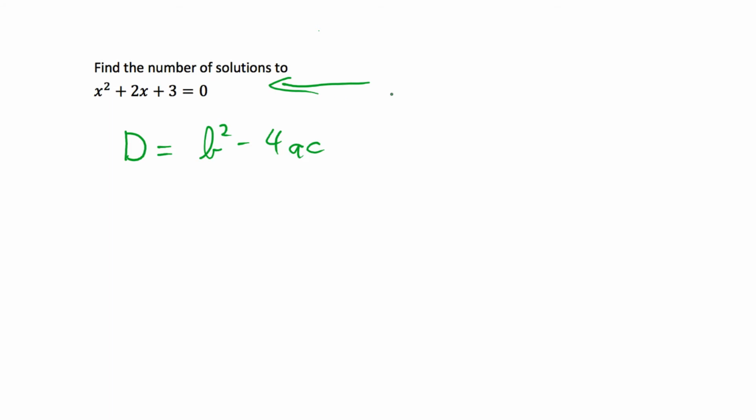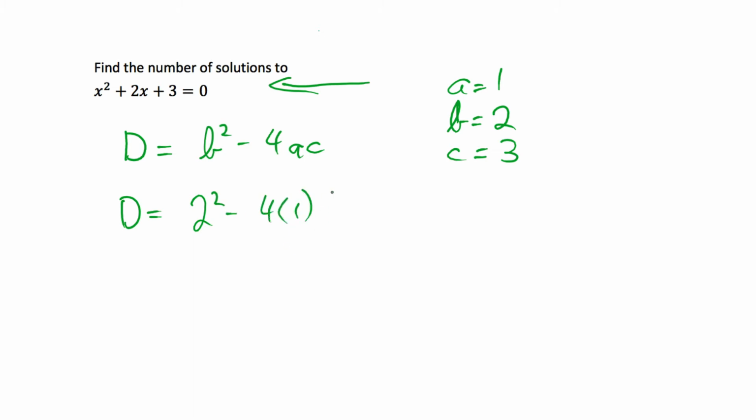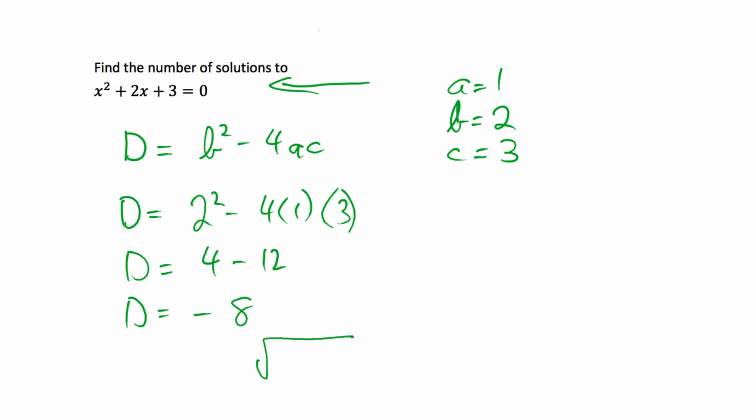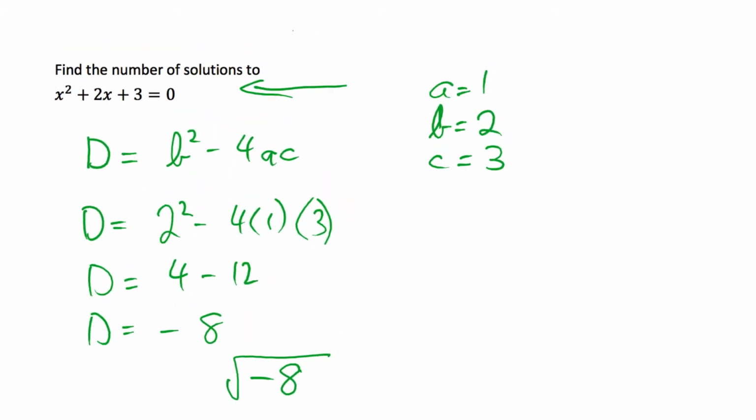So from our quadratic equation, we know that a is 1, b is 2, and c is 3. And if we plug those numbers into our discriminant, we can see that our discriminant is coming out to -8, which would mean that in our quadratic formula we would have a negative number under the square root sign, which we can't calculate.